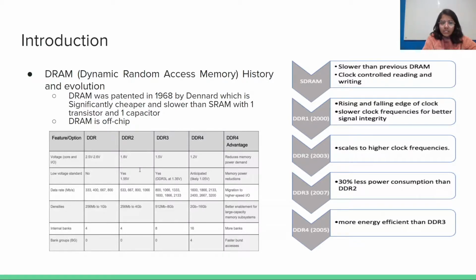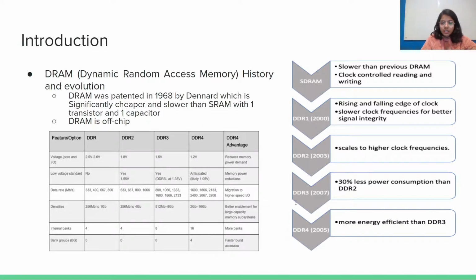In 2000, JEDEC released a double data rate specification in which data was transferred on both the rising edge and also the falling edge of the clock. The second generation of DDR memory, that is DDR2, scales to higher clock frequencies. And DDR3 was first introduced in 2007, whose power consumption is 30% less than DDR2, whereas DDR4 is more efficient than DDR3. The table shown here compares different types of dynamic random access memory in terms of their speed, bandwidth, and packaging standards in which they are available and advantages of DRAM DDR4 over the other types of DRAM.